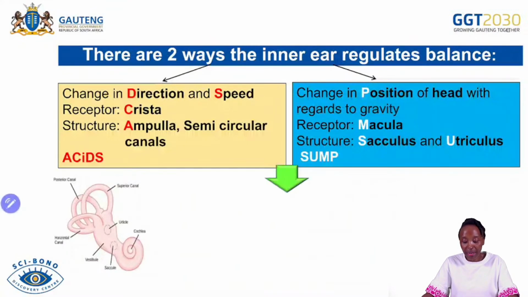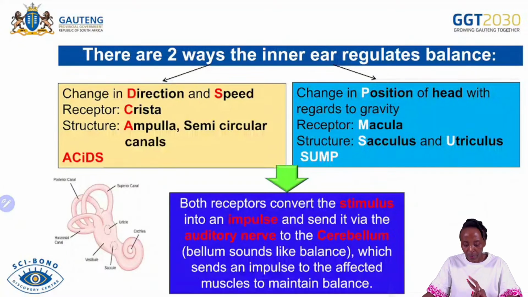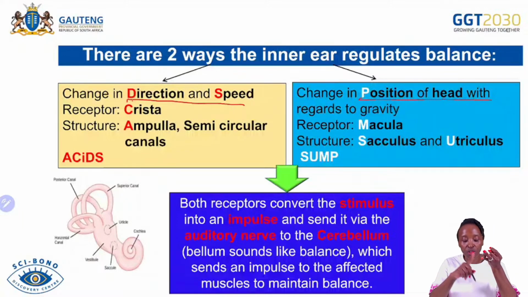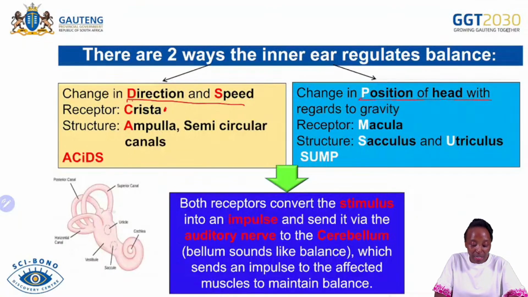What you need to remember here is the two things: the change in the direction and speed, and the change in the position of the head. So you must know the change, know the receptors and where they are found. So with the direction and speed, the receptors are the crista, and where are they found? They are found in the ampulla of the semicircular canals.